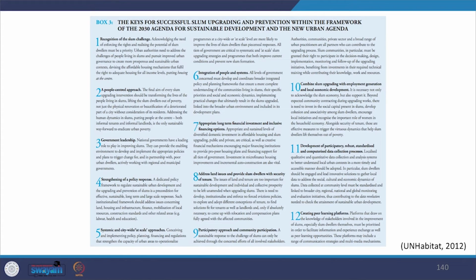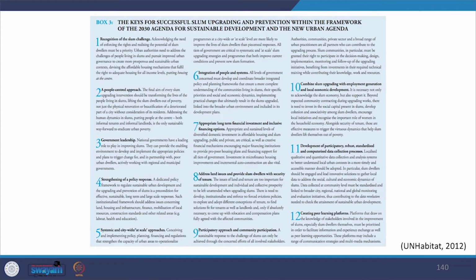Next, we see that it highlights the integration of people and systems. So it suggests that all levels of government concerned must develop and coordinate broader integrated policy and planning framework that ensures a more complete understanding of the communities living in slums, their specific priorities and socio-economic dynamics, and then implementing practical changes that ultimately result in the slum upgrading, linking into the broader urban environment and including in the development plans.